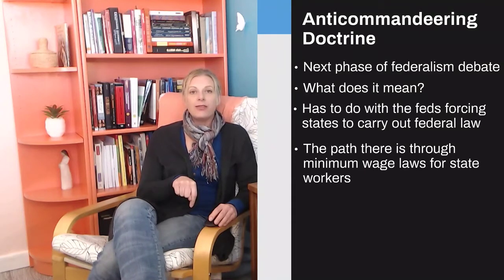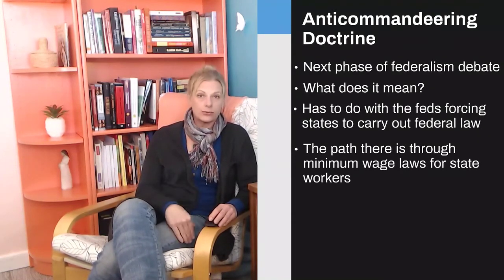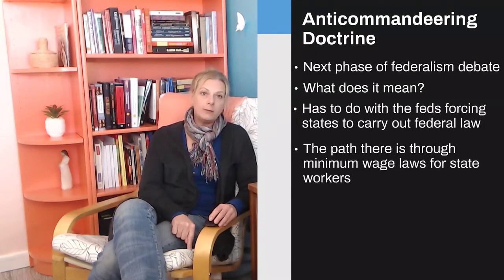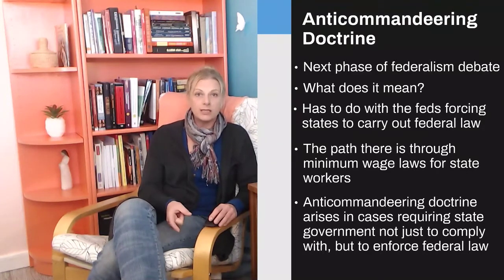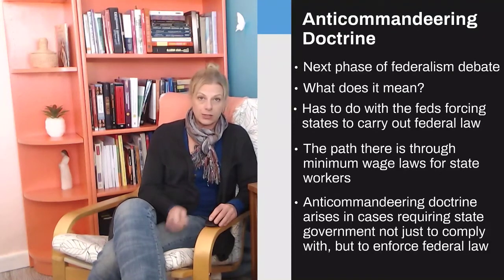So the path that we take to get to the anti-commandeering doctrine actually comes through some litigation about federal minimum wage laws and whether or not they can apply to state workers. And then the anti-commandeering doctrine arises in cases requiring state governments not just to comply with the federal law, but to actually enforce it or to enact regulations related to this particular law.